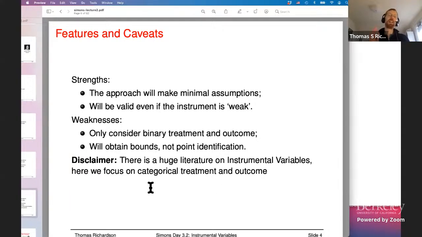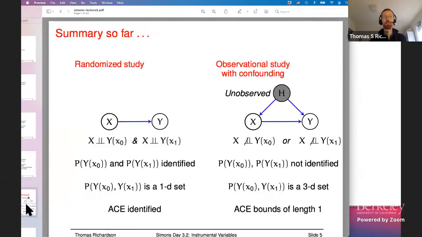This is partly because it's easy to understand in some ways, and it links to the things that I described in the first session, and it will also in some ways set things up for what we're going to talk about this afternoon. But there is a very, very large amount of instrumental variable approaches out there.